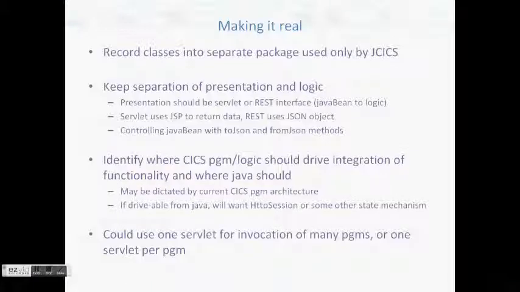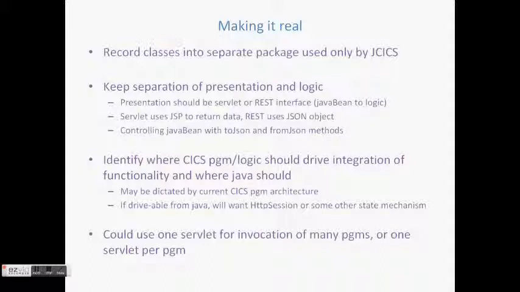This is a simple method by which we were able to web front end a CICS program. Now, a few things about if I were going to be making this program more production ready: I would bring the record classes into a separate package and use that only in JKICS, and the JKICS would communicate back via JavaBean or HashMap. I would keep a separation of the presentation and the logic, and the presentation could either be a servlet, as we've done here, or a REST interface, so that others could call it, portal servers or what have you. The servlet would use a JSP to return the data, as we've done here, and the REST would use a JSON object.